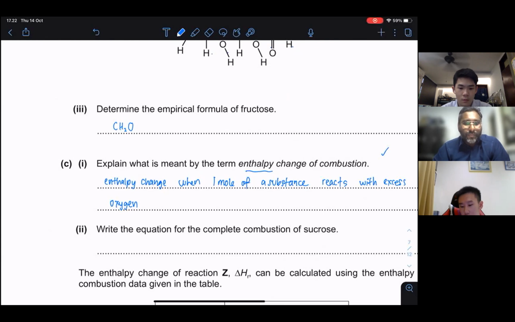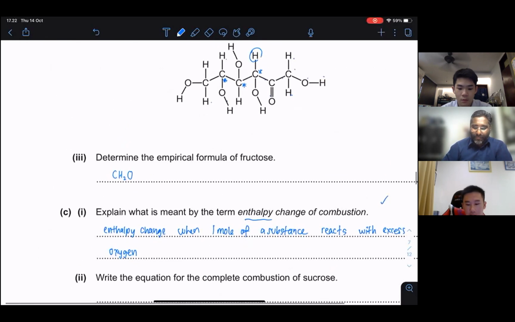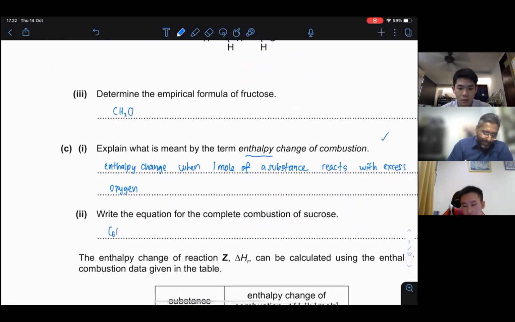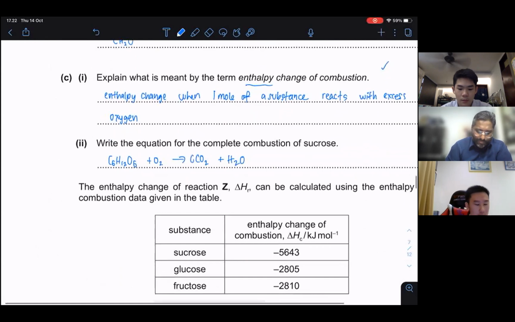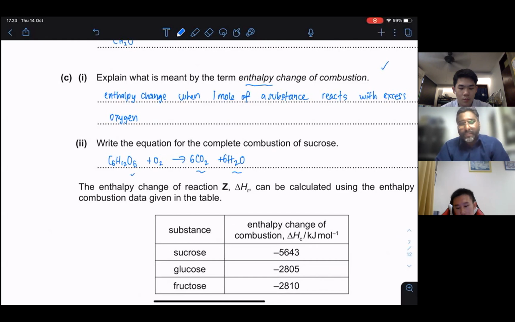Okay, write the equation for the complete combustion of sucrose. When you want to write the equation, you use the molecular formula. So this is C6H12O6 plus oxygen, it will give you carbon dioxide and water. So what you need to do is just balance the equation. 6 carbon, so I put 6 carbon. Hydrogen is going to be 12, so I put 6. So how many oxygen? 6 oxygen and 12 oxygen, 18 oxygen. So 6 is over here, so I must have 12 oxygen, so I put 6. So this one you just need to put that.